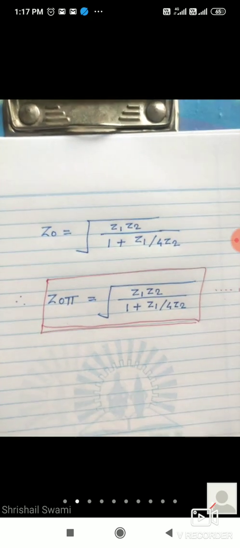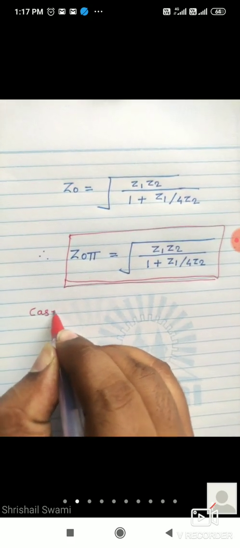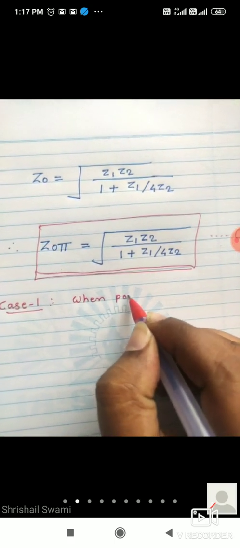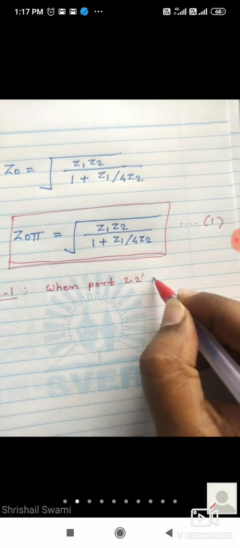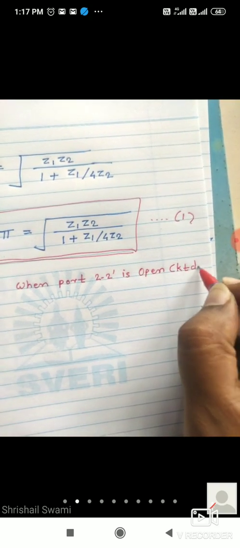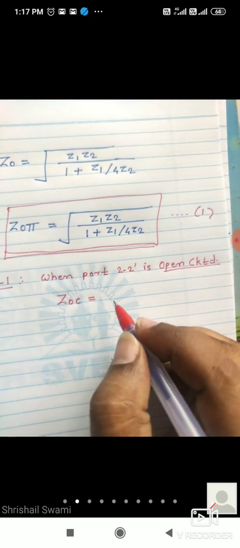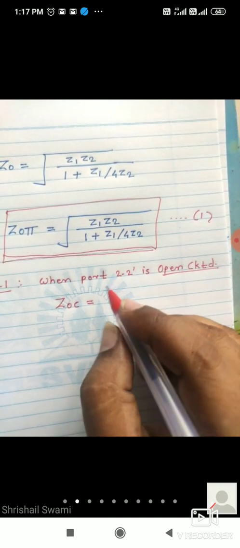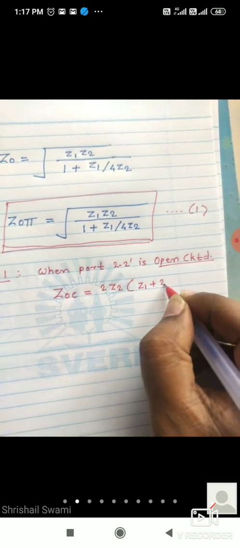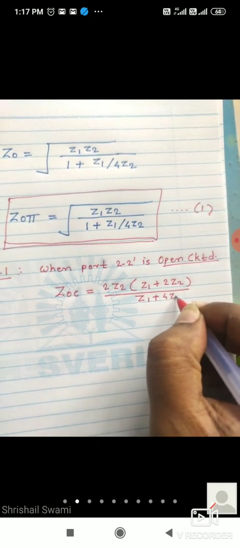So similarly here there will be the two cases we can consider. So case 1 means what? When port 2 dash is open circuited. So what will be the ZOC? So ZOC, what will be the equation? I will give it directly: 2Z2 into Z1 plus 2Z2 divided by Z1 plus 4Z2.